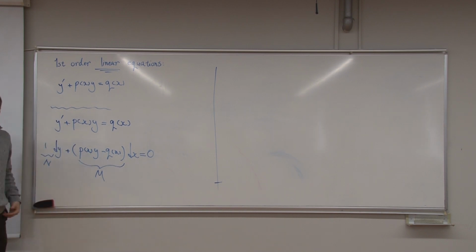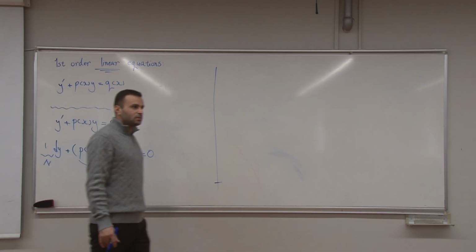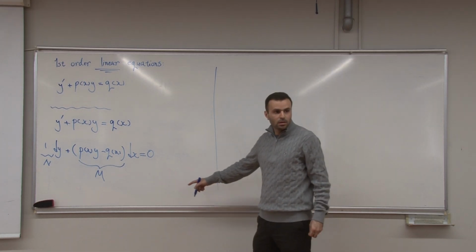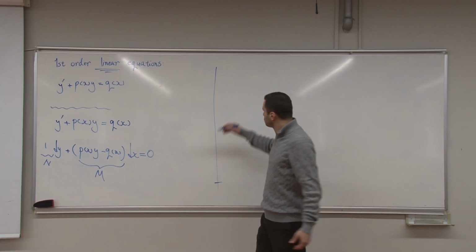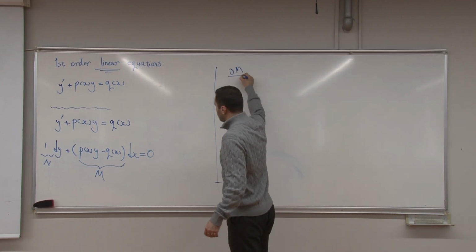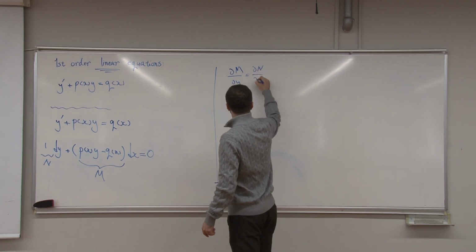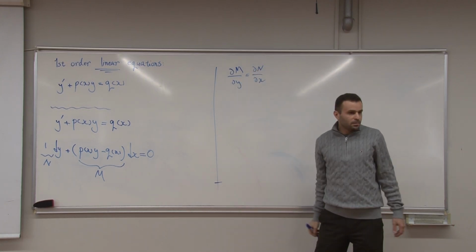Then what was the next step in our ladder? Is it exact or not? Is this an exact equation or not? What was the definition for exactness? Yes, go on. Let me write it. Partial of m with respect to y equal to partial of n with respect to x. This. Okay? Let's check it.